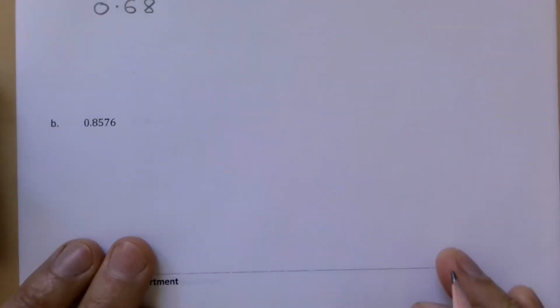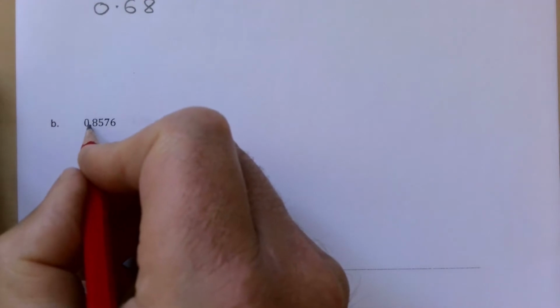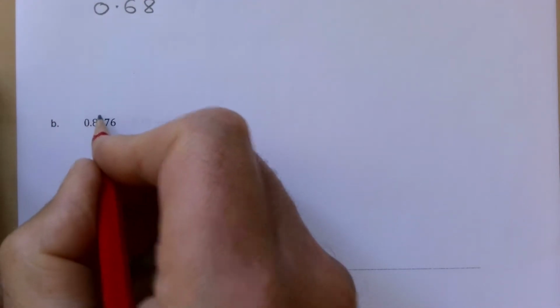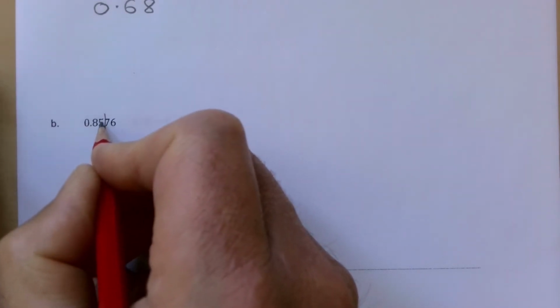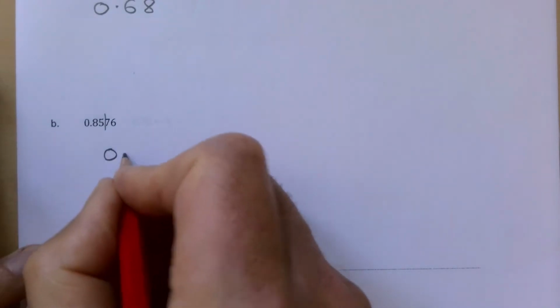Let's take a look at part B. Count from the decimal point: 1, 2. Draw a line after this one. Is this number here 5 or above? It is. So I need to move this one up one. So it gives me 0.86.